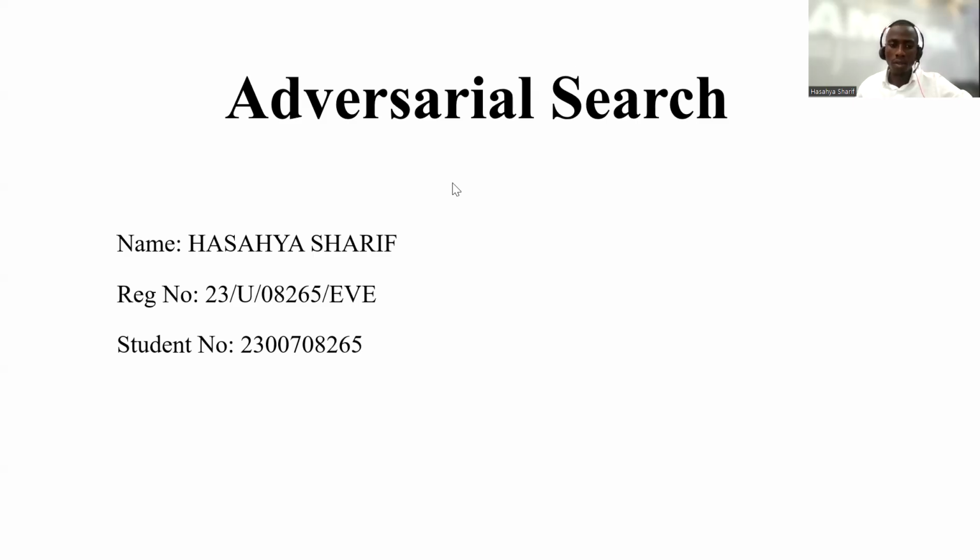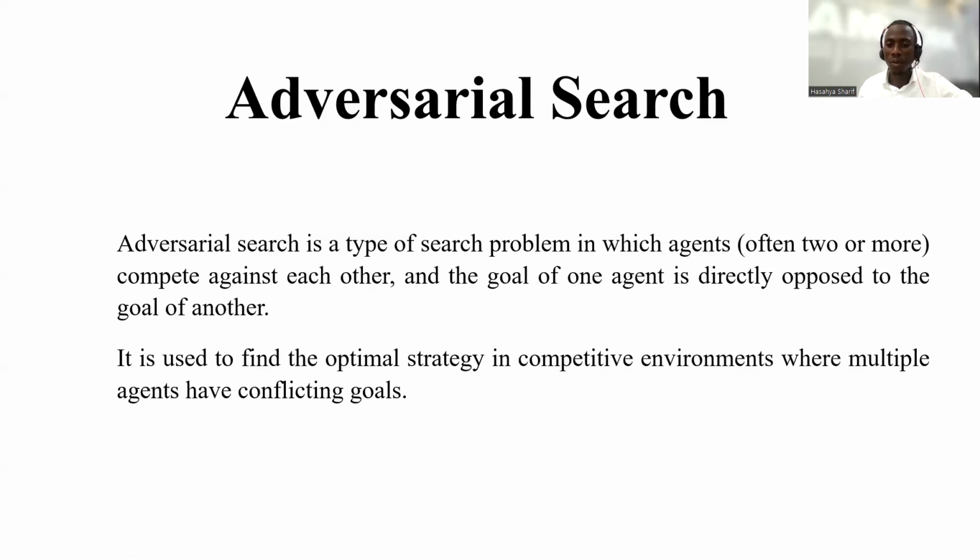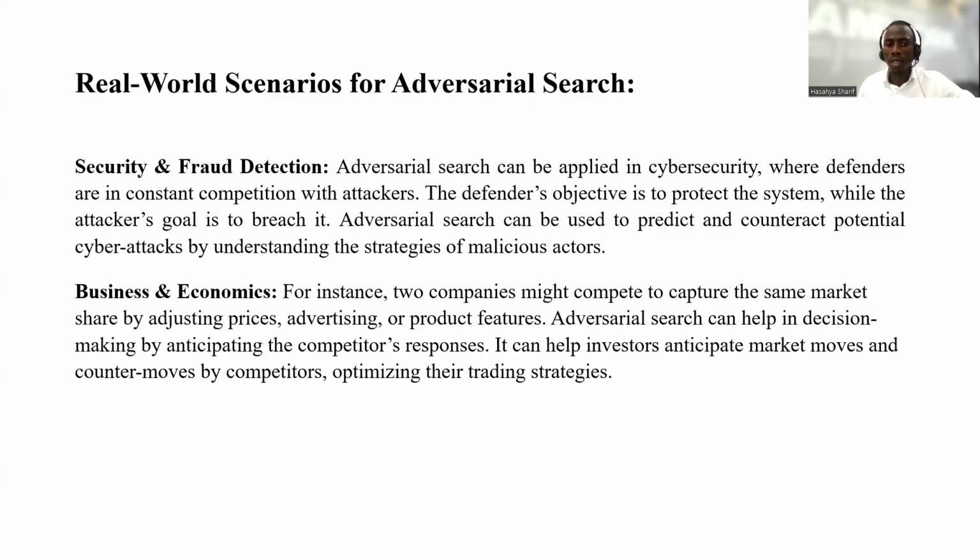When you talk about adversarial search, this is a type of search problem in which agents are often in competition against one another, and their goals are directly opposite to the goal of the other agent. It's usually used to find optimal strategy in competitive environments where multiple agents have conflicting goals. This statement just affirms the definition. Take a scenario like a football pitch, where one agent has to score and the other has to defend in order to win.